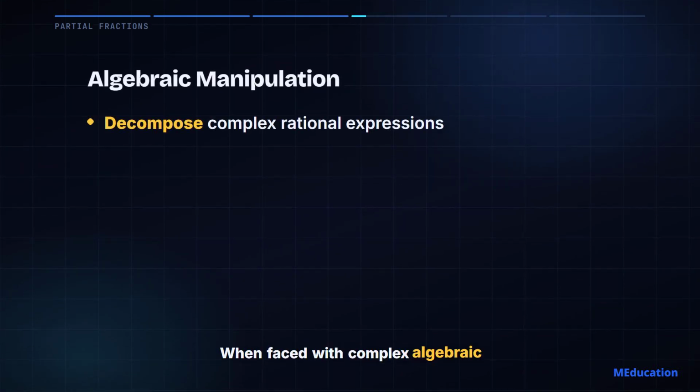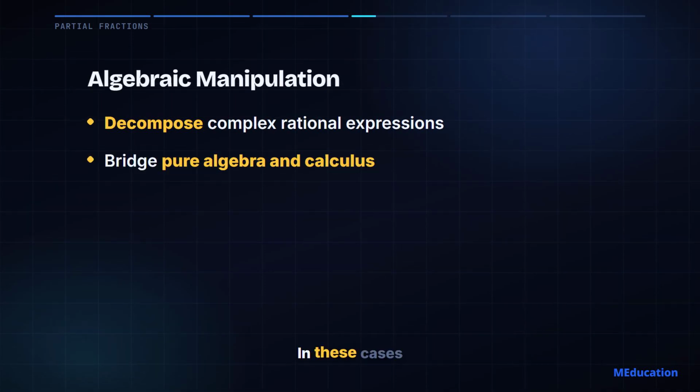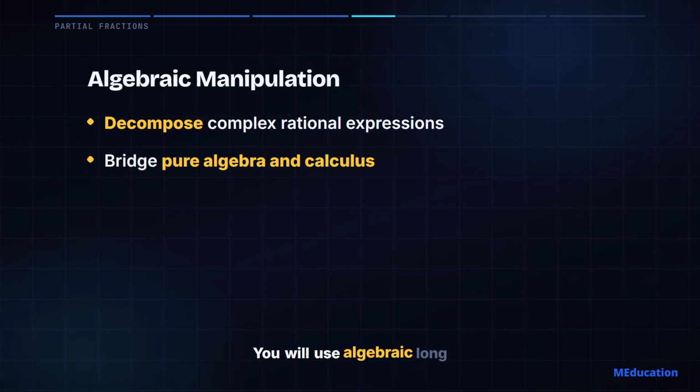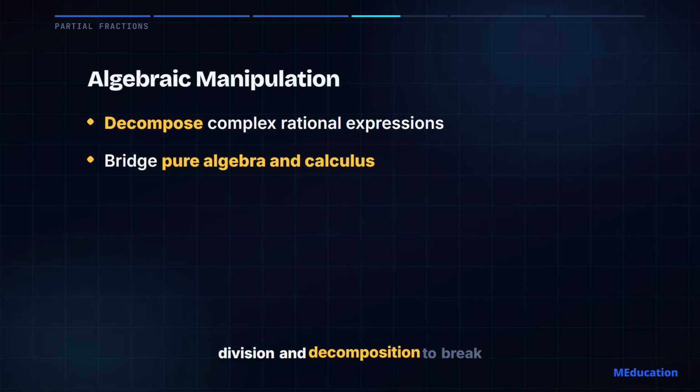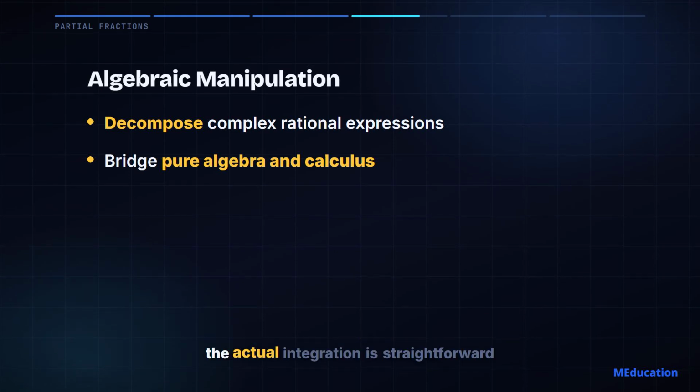Sometimes, the secret to integration is pure algebraic manipulation. When faced with complex algebraic fractions, standard calculus rules will often fail you. In these cases, you will use the method of partial fractions. This technique bridges pure algebra and pure calculus. You will use algebraic long division and decomposition to break a massive, complex rational expression into a sum of simple, bite-sized fractions. Once the algebra is done, the actual integration is straightforward.